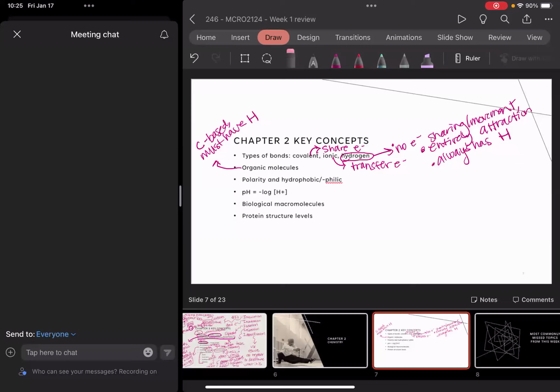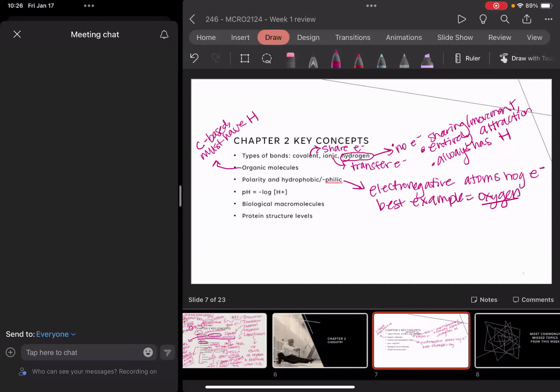But polarity essentially is going to result from the electronegativity of certain atoms, and very electronegative atoms. Electronegativity. So our very electronegative atoms will hog electrons, right? And our best example of that is oxygen. It's really notorious for it. All right. And it often hogs from hydrogen, which will get a positive charge as a result of that. So oxygen will get a negative charge.